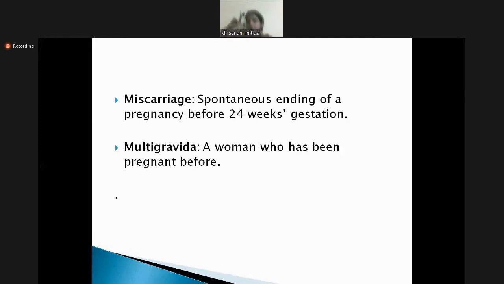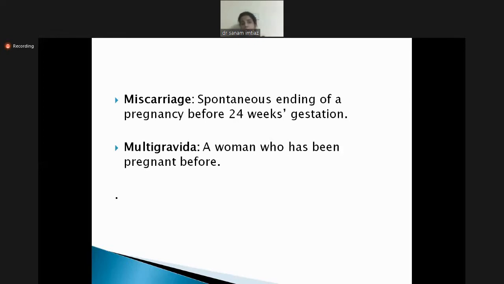What is threatened miscarriage? Threatened miscarriage is when the patient might be bleeding or might have pain during pregnancy, but her pregnancy is not aborted. She hasn't aborted, and the baby is viable and everything is going fine. So that's basically just threatened abortion. You would ask the patient to rest, maybe give her hormonal supplements and continue the pregnancy.